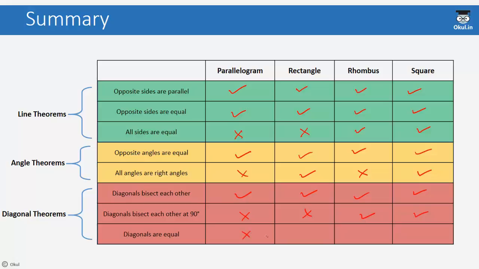The next one is the diagonals are equal. It is not true for a parallelogram. It is true for a rectangle. It is not true for a rhombus, and since a square is a child of rectangle, it is true for a square.